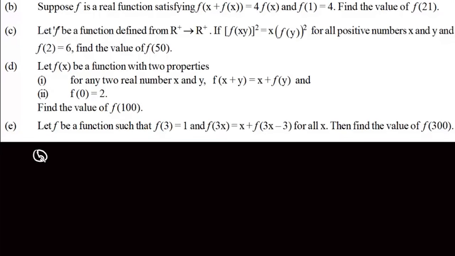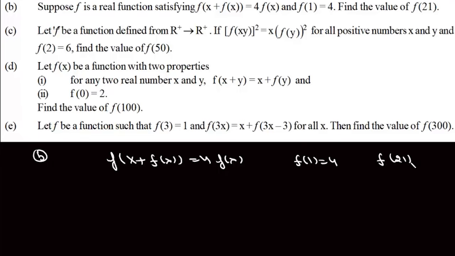Now the second one is, suppose f is the real function satisfying f(x + f(x)) = 4f(x), and we are given that f(1) is 4. We need to find the value of f(21). Since we are not given anything else but f(1), we'll try and use this information. So we'll put x as 1. It'll be f(1 + f(1)) = 4f(1). Now f(1) is 4, so it'll be f(5) = 16.